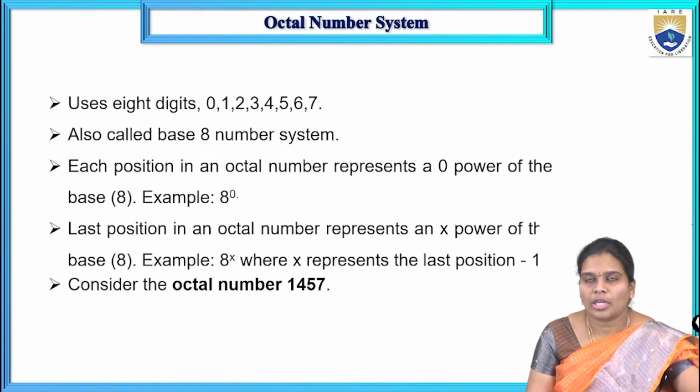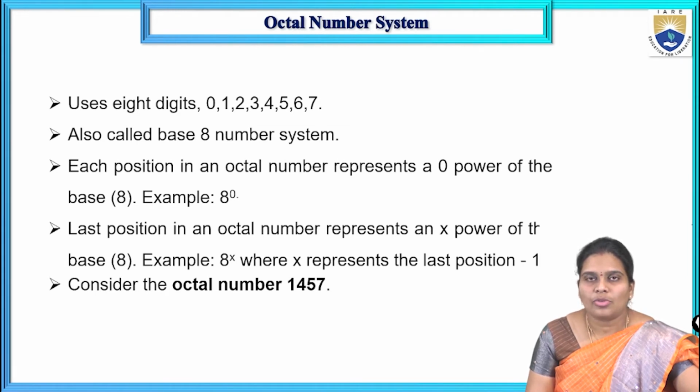Next one is the octal number system. Here the base value of the octal number system is 8. We are using the digits from 0 to 7: 0, 1, 2, 3, 4, 5, 6, 7. The maximum value of the octal number system is 7. So here also we are taking any value, for example only an integer value.